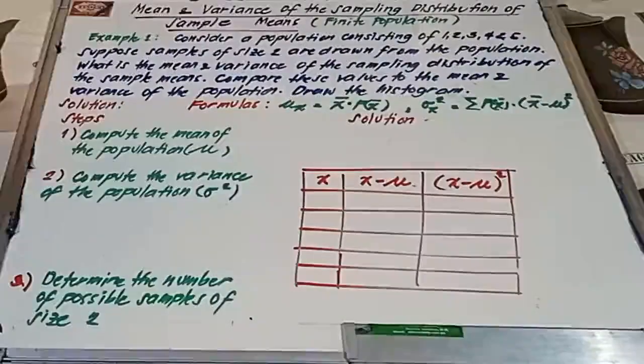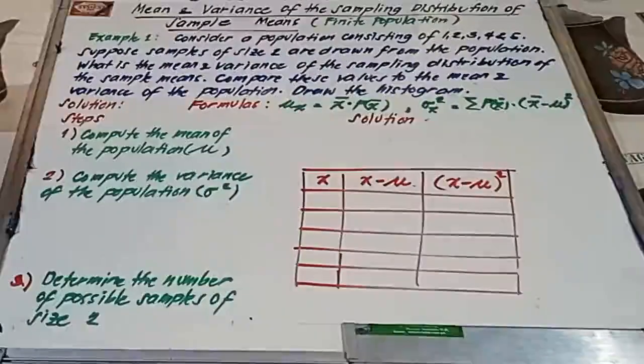From the previous lessons, you learned how to construct the sampling distribution of sample means. And natutunan nyo rin kung paano mag-construct ng histogram ng ating sampling distribution. And natutunan nyo rin yung ating central limit theorem, kung saan yung ating random samples of size n ay palaki ng palaki, yung shape ng sampling distribution of sample means is approaching to a normal distribution. And in lesson 3, papakita ko sa inyo doon yung application of the central limit theorem.